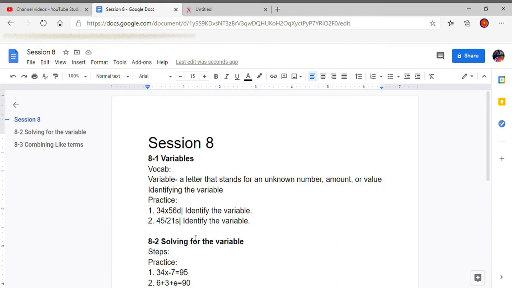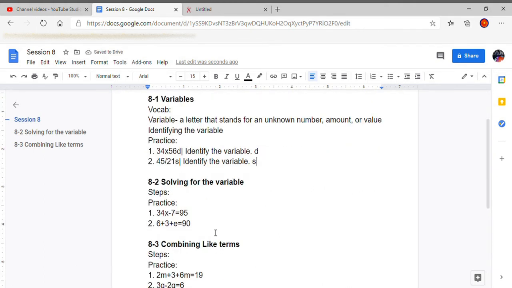This one you see here, you have a D. And a variable is always lowercase. It's lowercase. Never going to be uppercase. Never. Always lowercase. Now, once again, you see here, there's an S. So it would be s. Now on to 8-2.